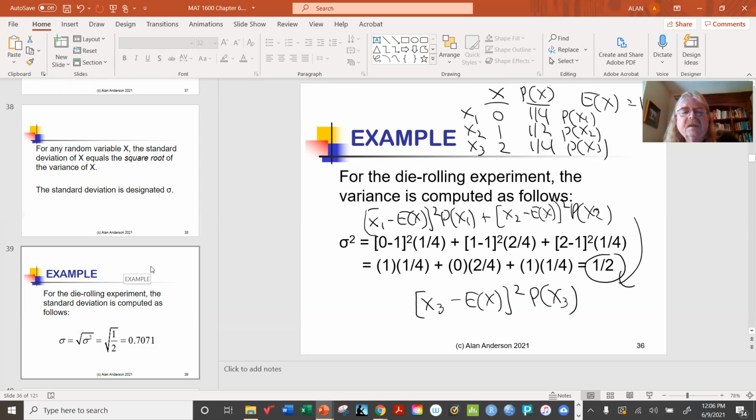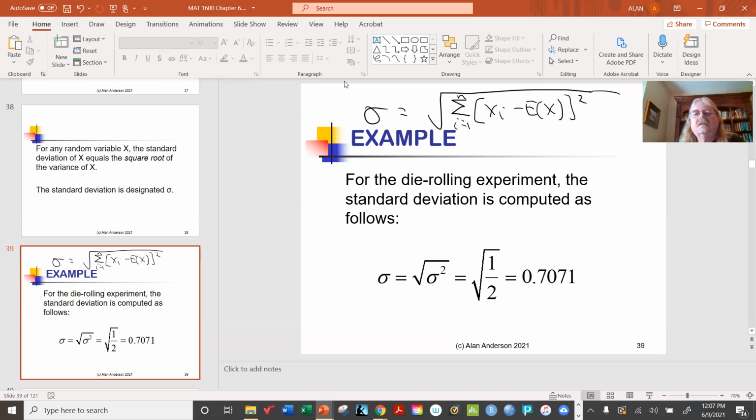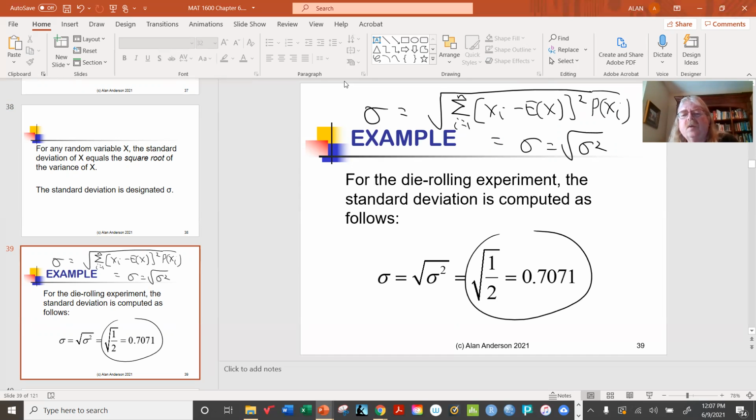Now, as you can imagine, the standard deviation is written as sigma. Okay, if the variance is sigma squared, the standard deviation is sigma. So I'm writing it down again for you. Remember, what's under the square root sign is the variance. So what I'm essentially just doing here is taking the square root of my variance. And you can see down here, the square root of a half is approximately 0.7071. So once you've got that variance done, the standard deviation is a breeze.